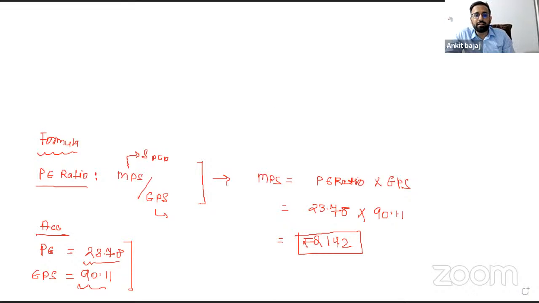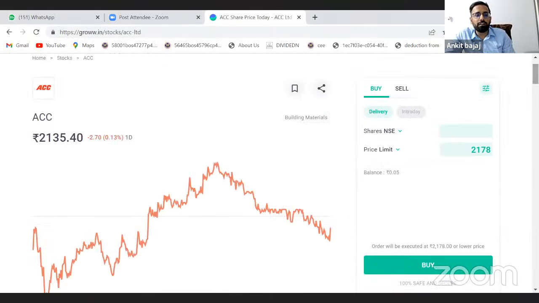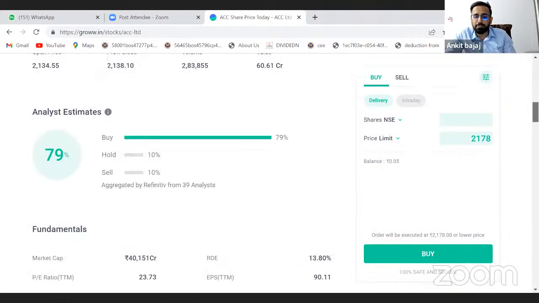And here we will check what the market price was when we checked the ACC Limited data. The market price was 2,135 and we calculated 2,142. So it is very near, right? We got the approximate answer. So if you want to find out the market price of shares, with the help of the PE ratio, you can find out the market price of share, right?